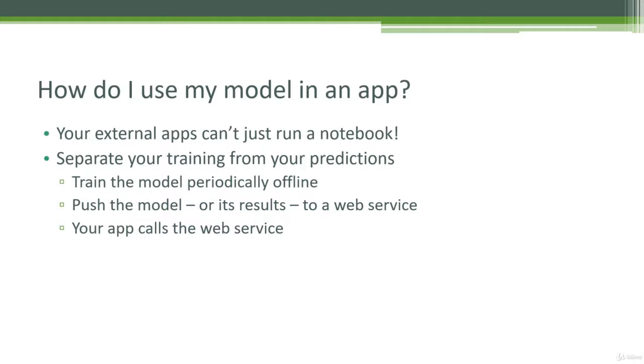Now, obviously, your external applications aren't going to be running Jupyter notebooks and getting its results that way locally. What we need to do is separate the process of training and tuning our model from the process of actually making predictions based on that model. So the training part can all be done offline, right? We can do that within our notebook, or we can export a standalone Python script that gets run periodically, perhaps, to pick up new training data as it comes in. Maybe it's even running in some sort of a streaming environment. But that can all happen on the back end. You can still use your notebooks for that if you want to refine it.